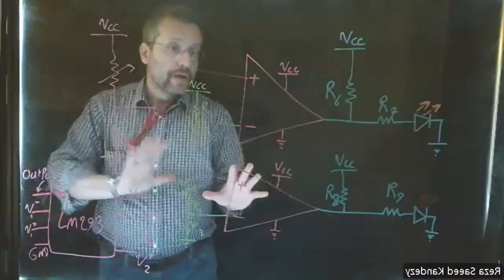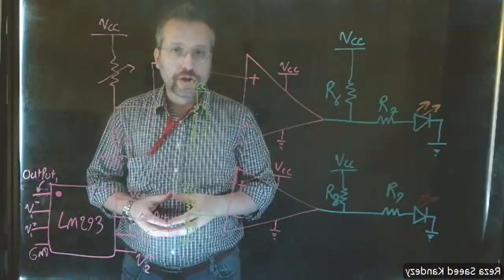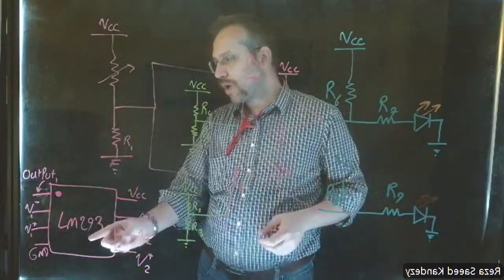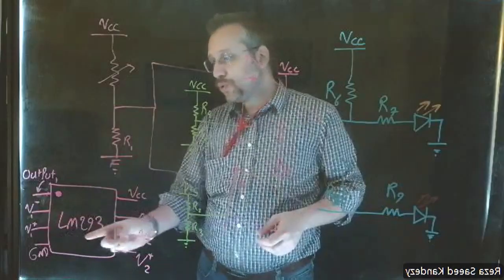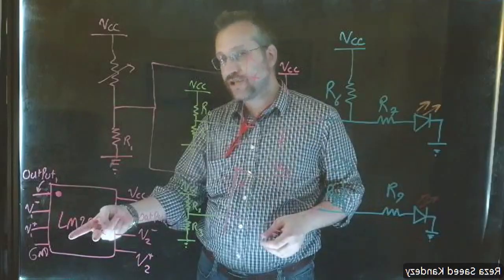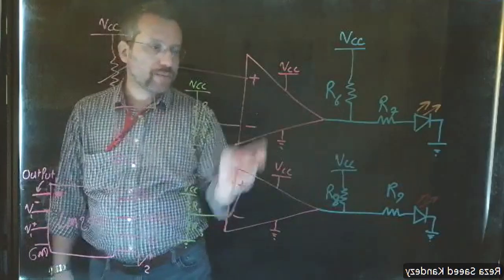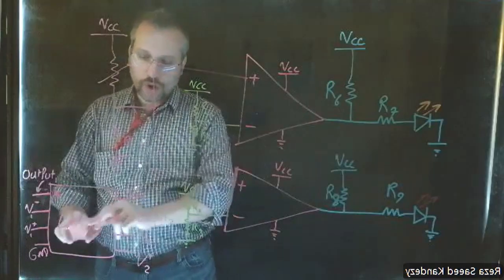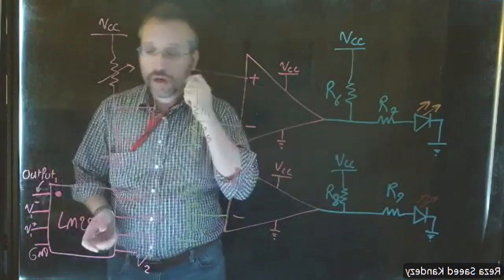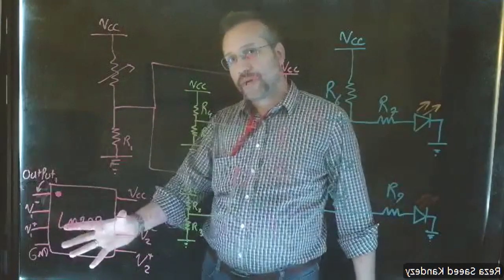Now, for the comparator circuit, we use the op-amp LM293. LM293 has two op-amps inside that chip. In this circuit, we want two op-amps, so using one LM293 gives us the two op-amps that we need. Now, how to read the ports of the op-amp?